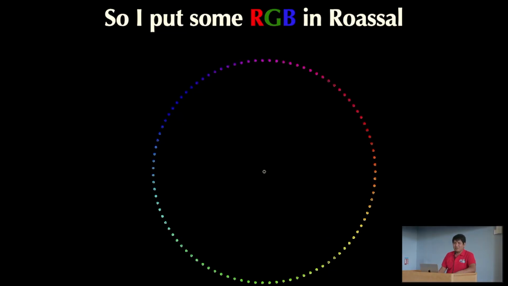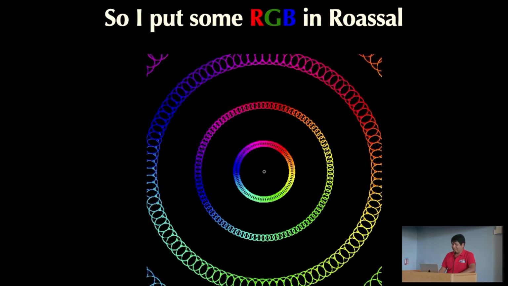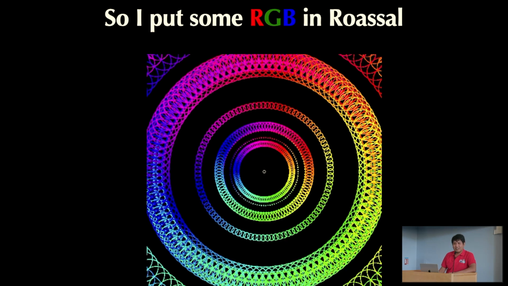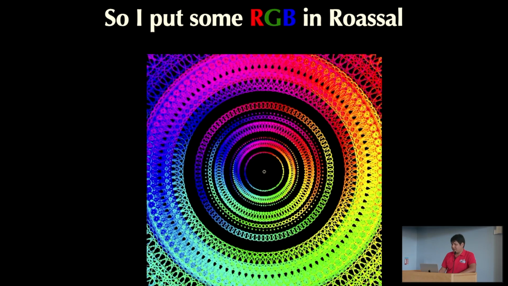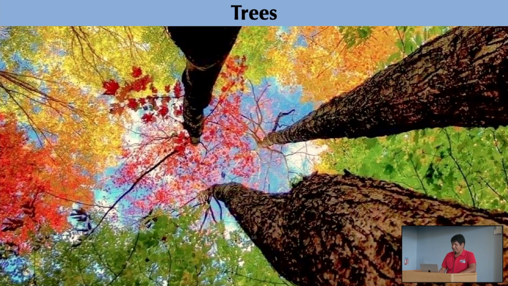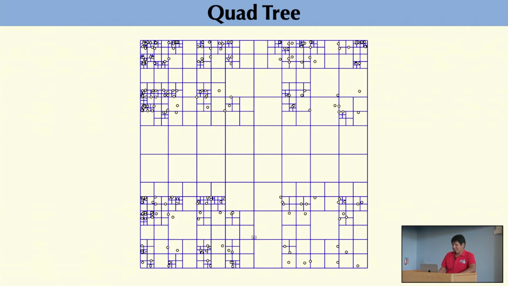So yes, I put some RGB in Roassal. Everyone knows that if you put some RGB, you are going to have more FPS in visualizations in general. No. The general idea is that you need trees, because trees are the solutions for everything.